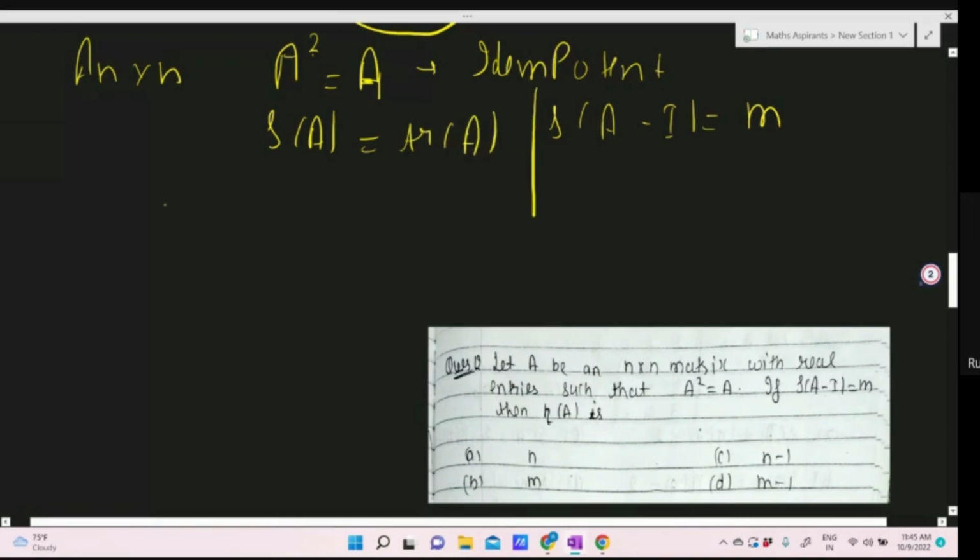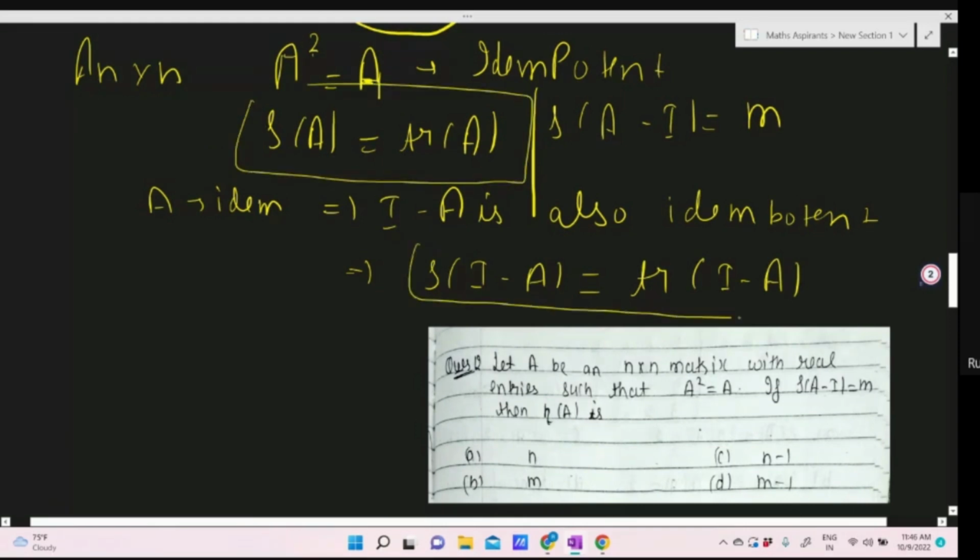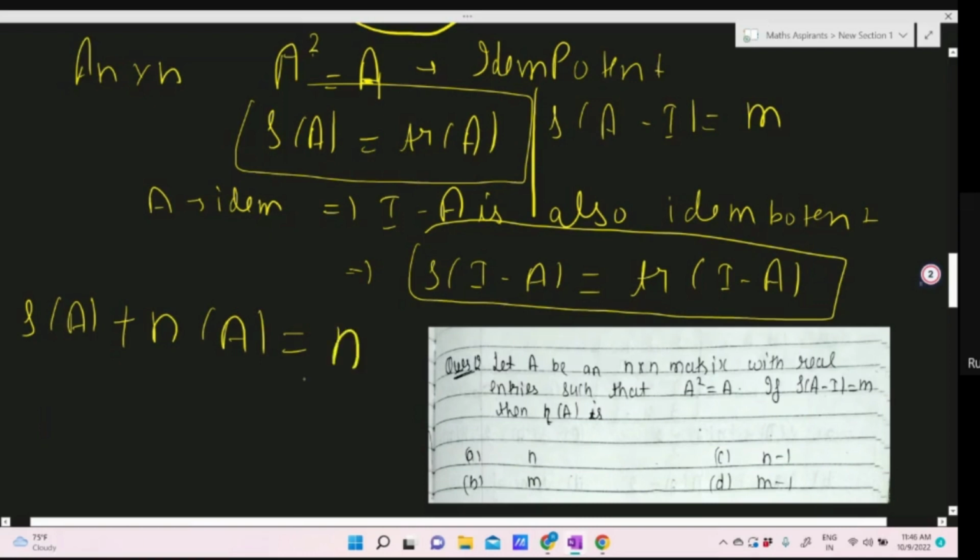And if the matrix A is idempotent, we have I minus A is also idempotent. Therefore, the rank of I minus A is equal to the trace of the matrix I minus A. Now, using these results, we will calculate the nullity of A. By the rank nullity theorem, we know that the rank of A plus nullity of A is equal to the number of columns, that is n.